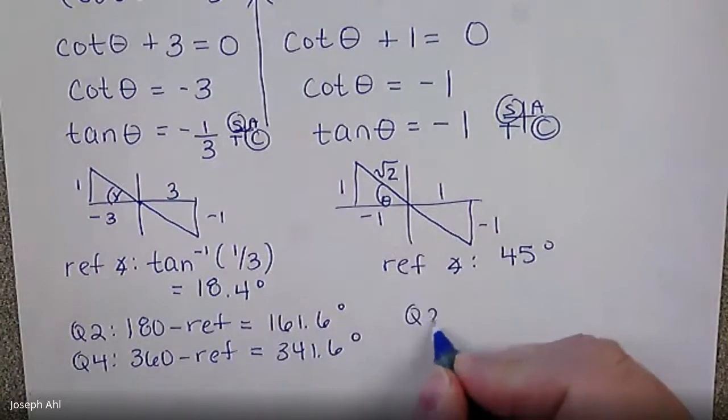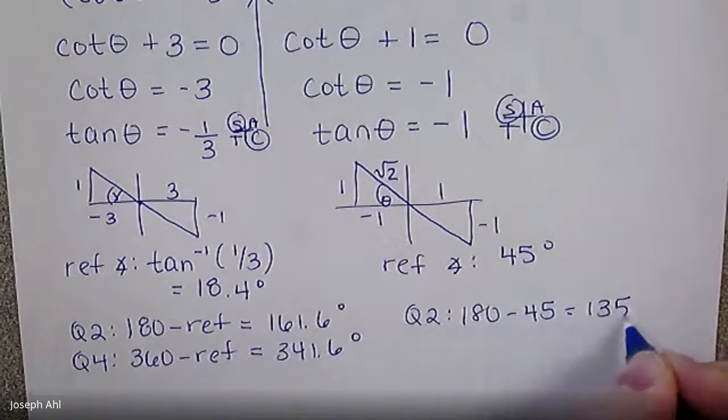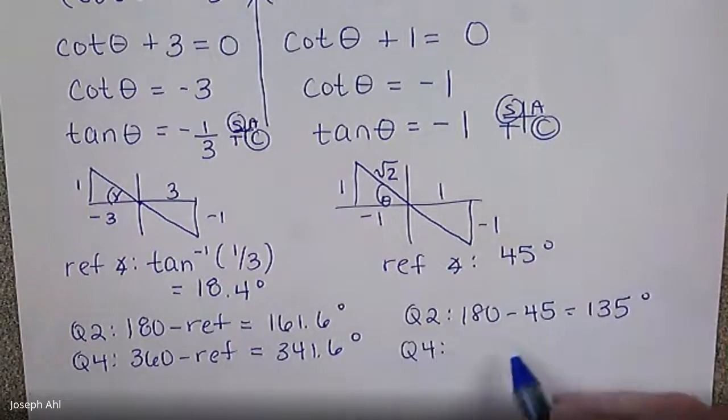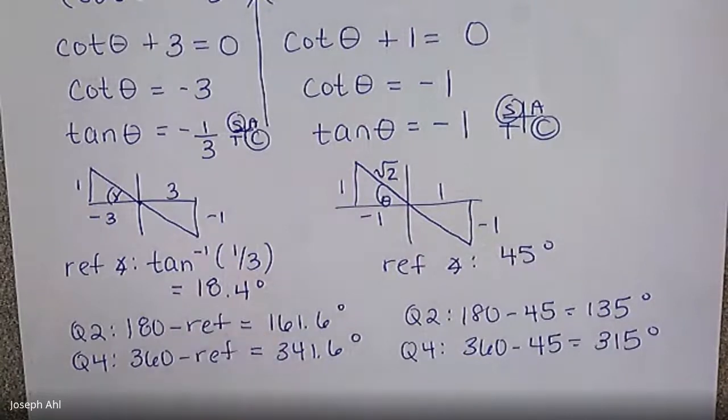So what's the quadrant 2 answer then? 180 minus 45, which is 135. The quadrant 4 answer, 360 minus 45, is 315 degrees. So on this side, you get some really nice looking answers. This side, not so much.